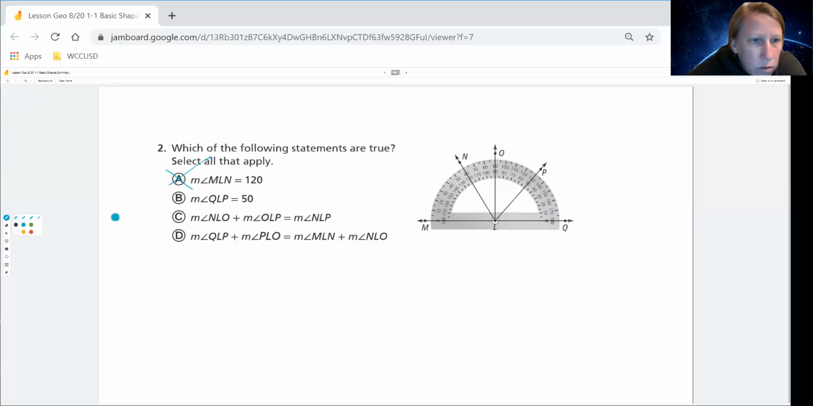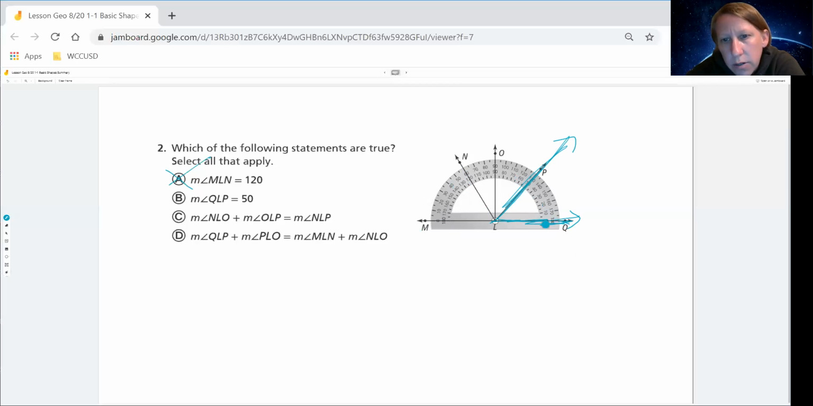From Q to L to P. Is that a small angle or a big angle? This one's also acute, right? It's kind of small to get from here across to here. So there's inside numbers and there's outside numbers.